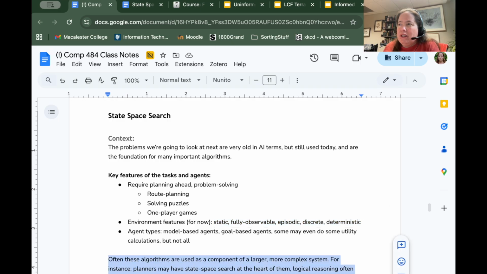I make a note down here too that's important, which is that oftentimes state space search is a component of a larger AI system. So we may have an AI system that deals with the real world or a complex environment that doesn't have these features, but it may use state space search for a part of what it does. So a robot may have a path planner that is a state space search algorithm, but that's integrated with other components that perform other kinds of behaviors and reasoning.